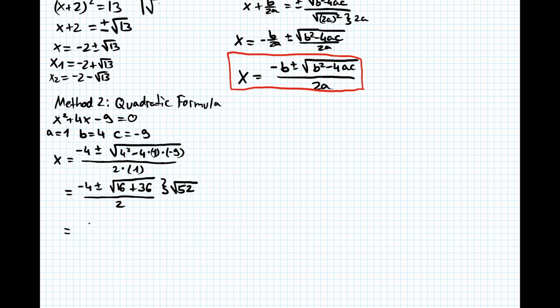Okay, now we can simplify the square root of 52. Square root of 52 is actually the same as square root of 4 times 13, which is square root of 4 times square root of 13. And the square root of 4 is just 2. So that's 2 times square root of 13. So now we can rewrite this as 2 square root of 13 all over 2.